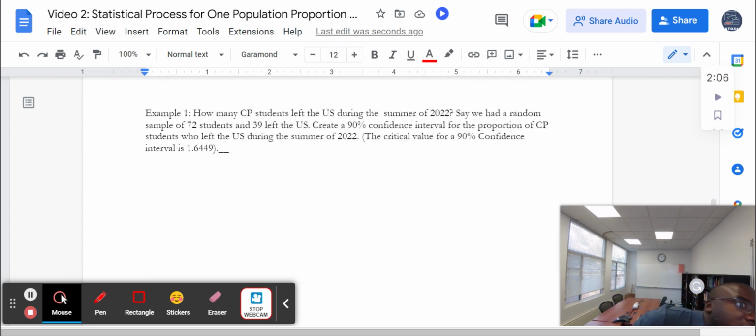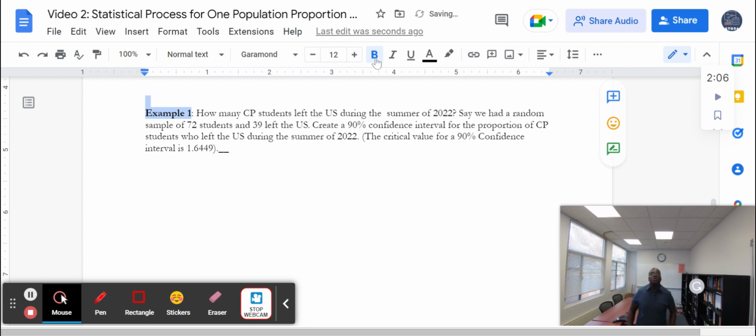questions. Okay, so I'm going to just bold this. Yeah, I'm going to bold it. So pause the video and answer these questions. Okay, so here let's go ahead and ask this. How many Cal Poly or CP students left the United States during the summer of 2022?